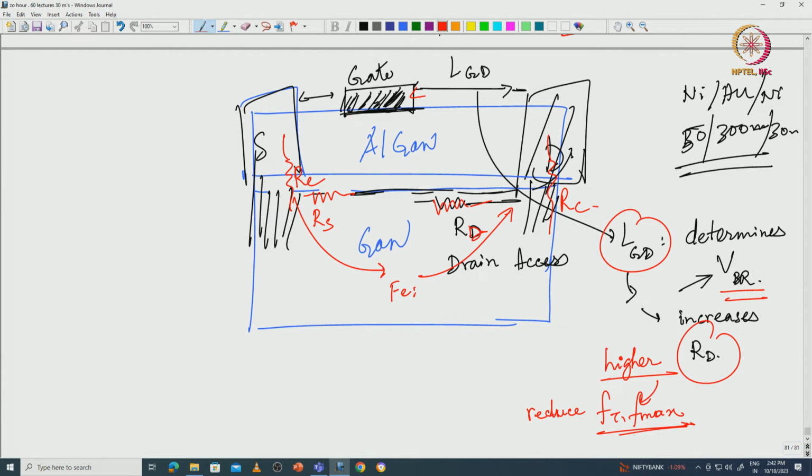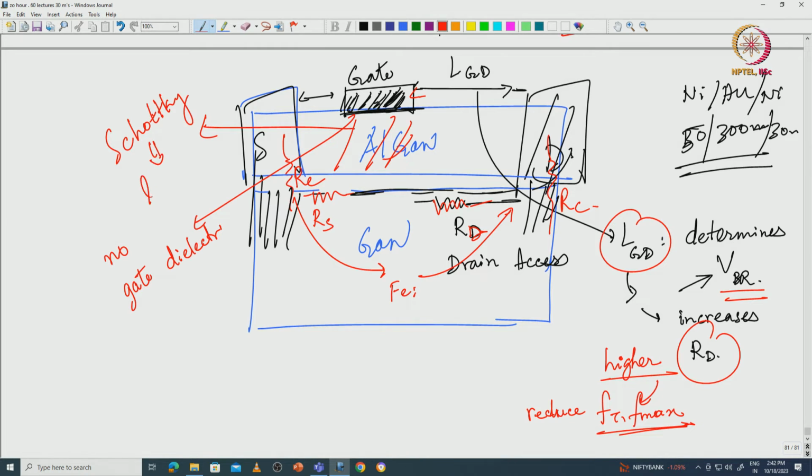Now typically in an RF HEMT we do not use any gate dielectric. Why? Because a gate dielectric is not needed: the gate forms a Schottky contact on the AlGaN, correct? The Schottky barrier is good enough for low leakage, because in RF HEMTs we do not go to 600 volt or 900 volt, unlike power switching.